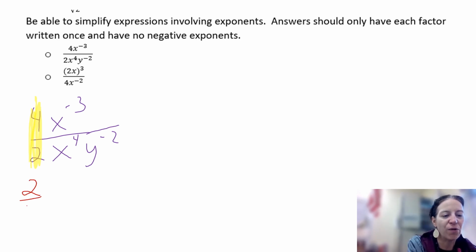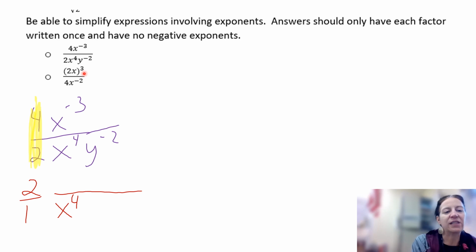Okay, you could write 2 over 1 if you wanted to. Now, what I would do here is I'm going to leave x to the 4th alone because anything that has a positive exponent, you're good to go. So I'm going to leave x to the 4th in the denominator. But I don't really like negative exponents. So remember what negative exponents do.